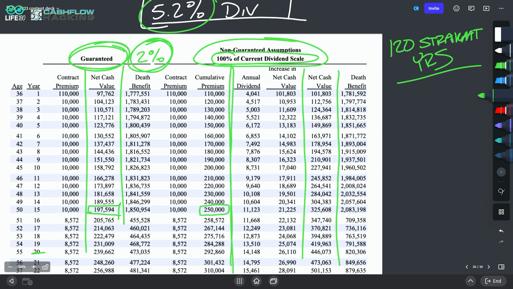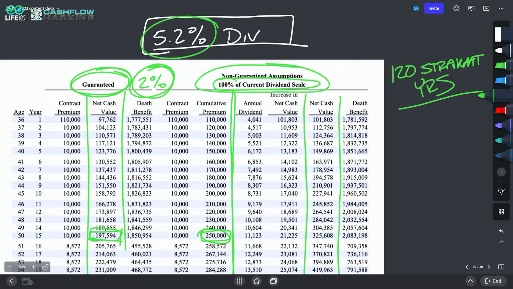There's another company that we use that has far and away better guarantees, where this number on the guaranteed would be bigger than the cumulative premium on a guaranteed basis at that point in time. But that's another conversation, another video for another time. What I think is important to understand now is that when we look at the 5.2% dividend, this is the current dividend scale. Historically, that is the lowest dividends have been in over 80 years in these policies.